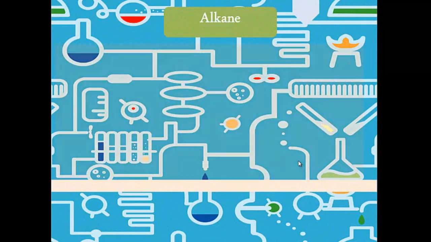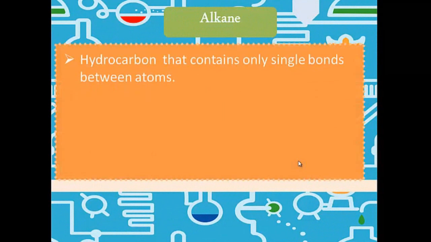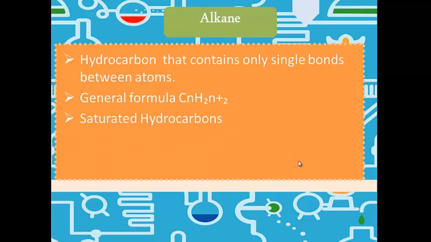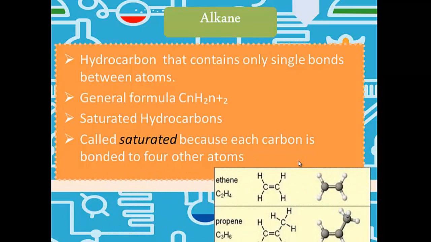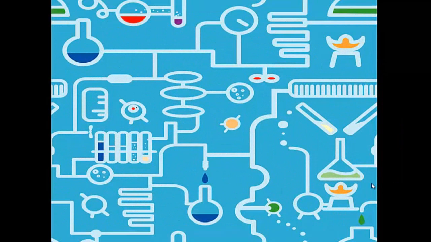Alkane. A hydrocarbon that contains only single bonds between atoms. The general formula is CnH2n+2. It's a saturated hydrocarbon. We call it saturated because each carbon is bonded to four other atoms. These are examples of alkanes. This is ethane and propane.